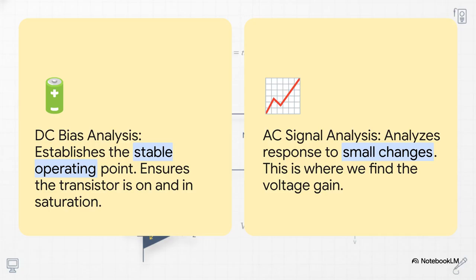Let's break that down. The first world is large signal DC analysis. Think of this as setting the stage. It's the quiescent state. We look at the circuit with zero input signal, just the DC voltages to figure out the steady currents and voltages.